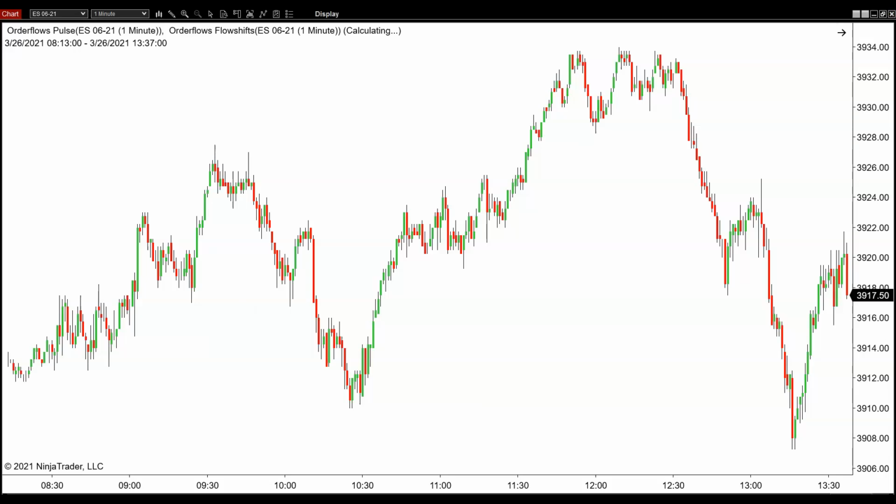Brian, well, if you're trading momentum, I would say either Flowshifts or Pulse. I would probably go with Pulse if you're trading pullbacks in a trend, because oftentimes on a pullback, a market sort of pulls back, then it pops up, right? You're sort of looking for that momentum. So Pulse is probably better in that regard.